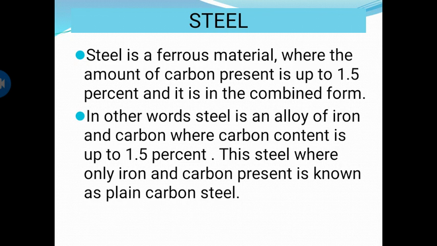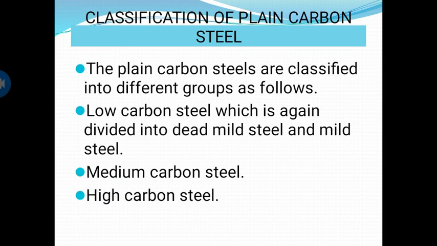There are different varieties of steel. In other forms of steel, along with carbon, other alloying elements are also included. But the steel where only iron and carbon are present is known as plain carbon steel. So now we will discuss the classification of plain carbon steel. The plain carbon steels are classified into different groups, depending on the percentage of carbon.